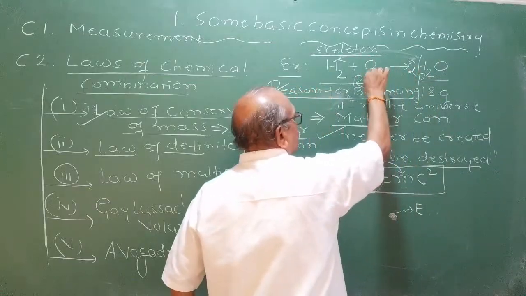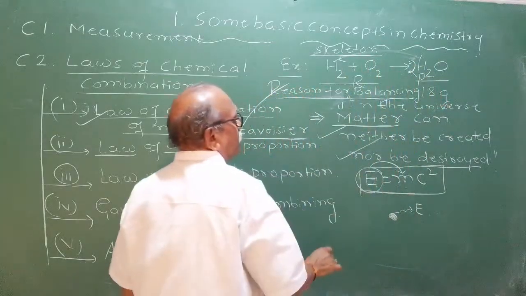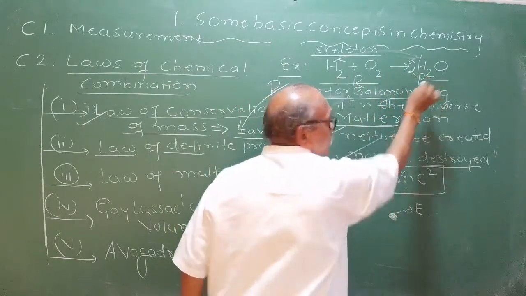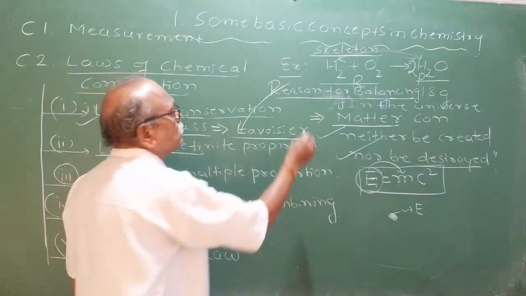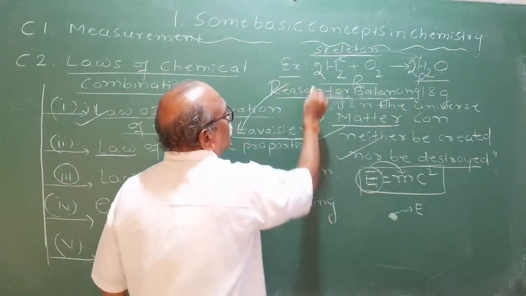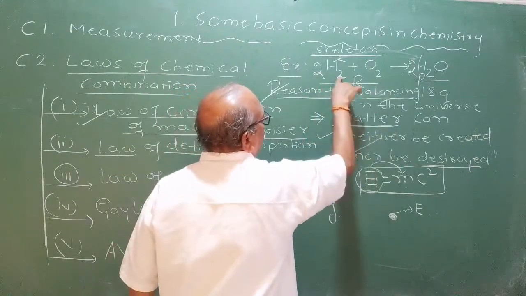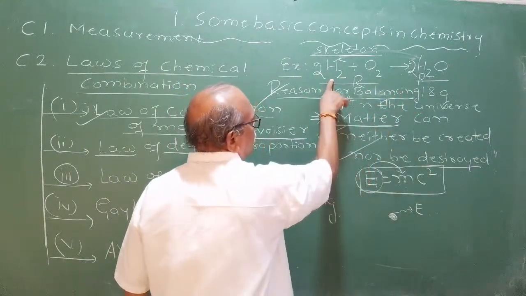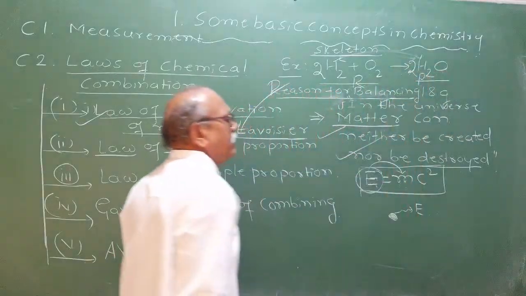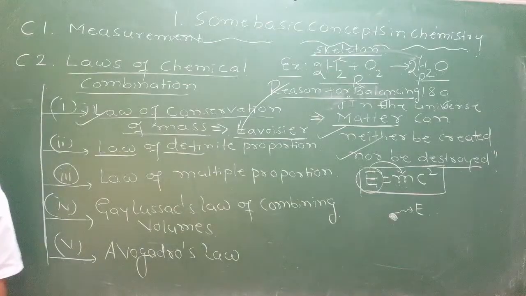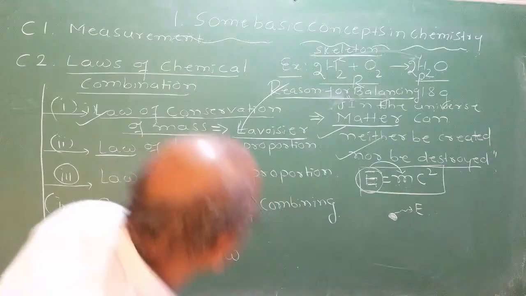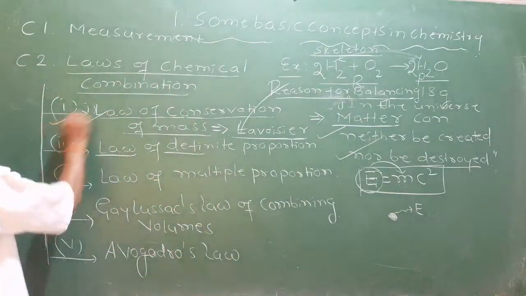It means oxygen atoms are neither created nor destroyed. Now, if you do not balance the hydrogen, there are 4 hydrogen atoms, and it becomes imbalanced. To balance it, you must take 2H2. Then you write 2H2O, 4 hydrogen, 4 hydrogen. Neither is matter created nor destroyed. 2 oxygen atoms, 2 oxygen atoms. Neither is matter created nor destroyed. I hope you understood the first law, that is the law of conservation of mass.